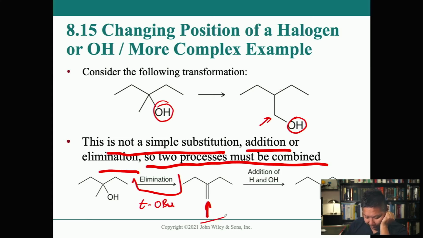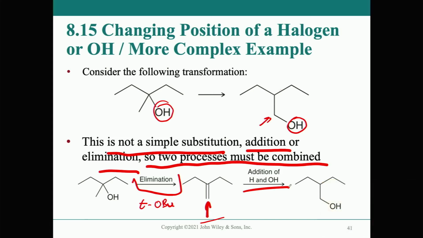And then after that, we can do an addition, a hydration using H and OH. So we can get an H and an OH across the double bond, which you can't see because I have blocked it with my head once again. There we go. Let's see what base they chose.